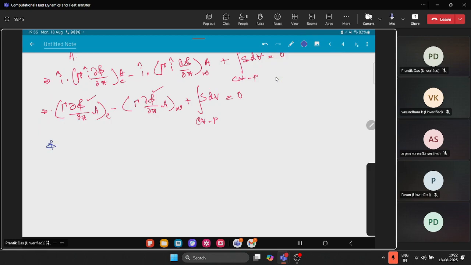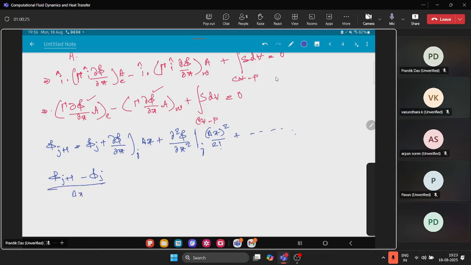So phi j plus 1 is equal to phi j plus dphi/dx at j delta x plus delta x square by 2 factorial and so on. I've extensively covered in the previous class how to do it, and I will also upload the video so you don't have to think about it. The higher order terms are the truncation errors. I'm not writing these higher order terms in order to reduce numerical complexity. Okay, so then phi j plus 1 minus phi j divided by delta x.